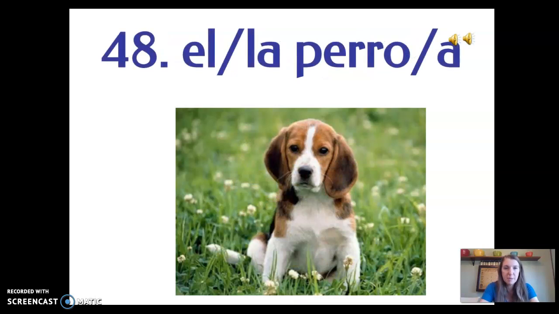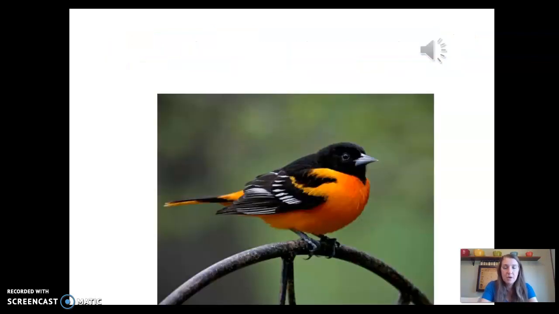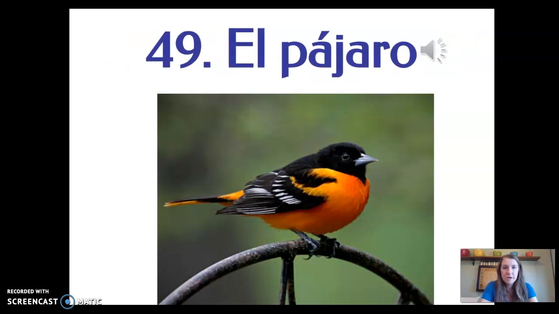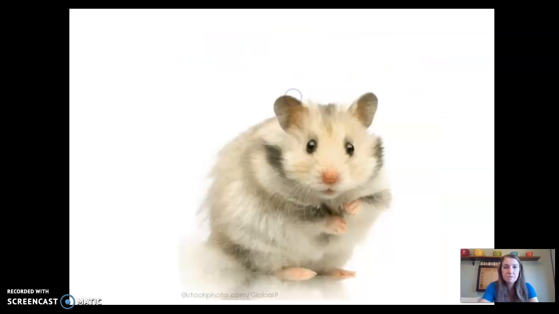All right, here's our little puppy. So same thing, a male, a boy puppy, right, or dog would be el perro, and a female, la perra. This bird is a Baltimore Oriole. I've been seeing a lot of these actually outside my house on my bird feeder. So el pájaro is a bird, not any specific kind of bird, right? We had parrot earlier, but el pájaro is any kind of a bird.